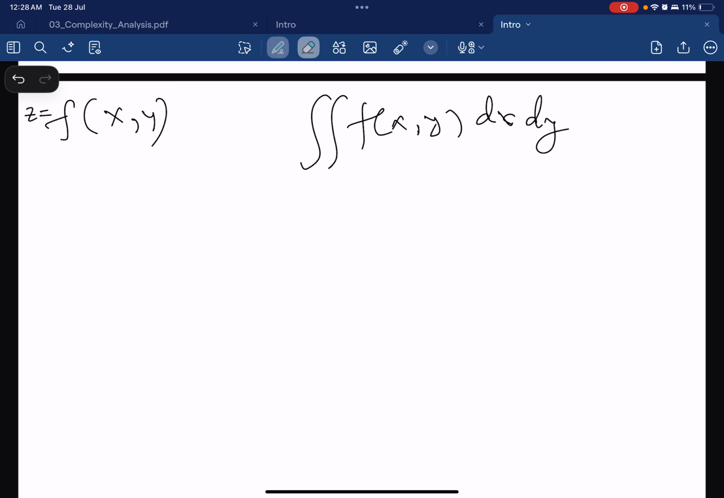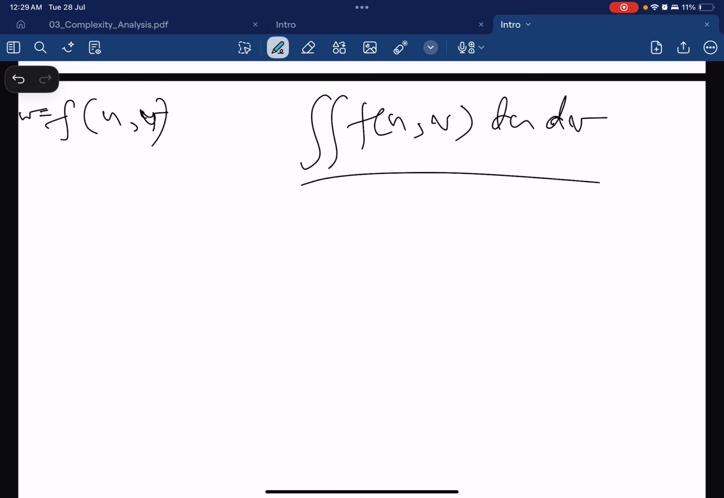Now let's make a more general question. Let's say w is equal to f of u comma v. I'm using u, v just to dissociate myself from thinking about xy coordinates. These are just some general random coordinates, who cares, right? So this is the correct thing in this coordinate system.